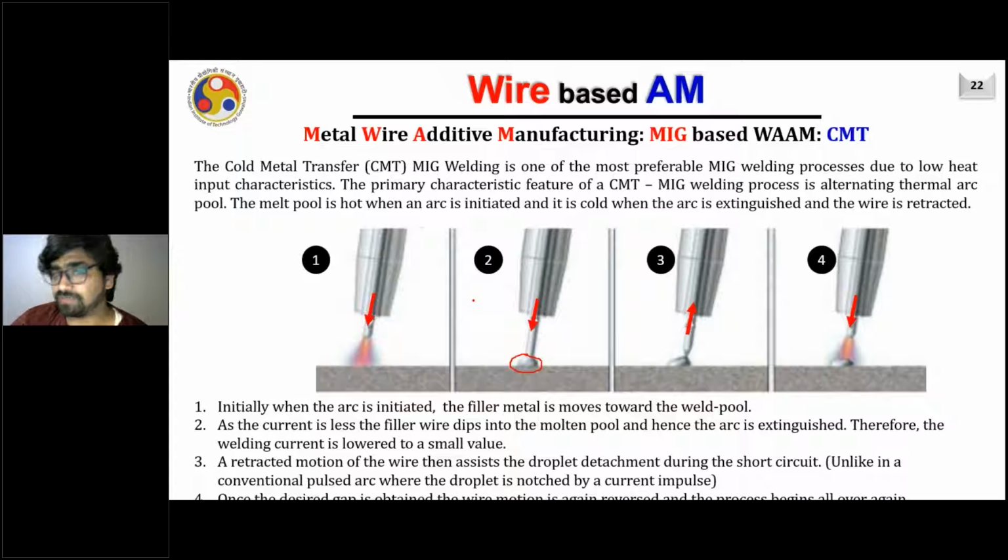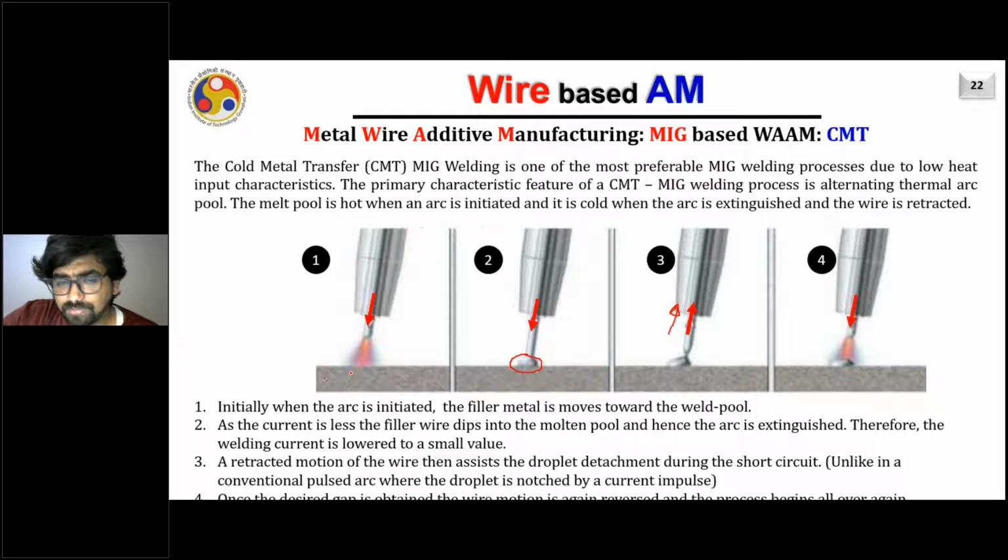The cold metal transfer MIG welding is one of the most preferable MIG welding processes due to its low heat input characteristics, and the primary characteristic feature of a CMT MIG welding process is the alternating thermal pool. The melt pool is hot when the arc is initiated, and it is cold when the arc is extinguished. And how do we detach the wire? We do not detach the wire by increasing the current. It is instead detached, as you can see in the third step, by pulling the wire back.